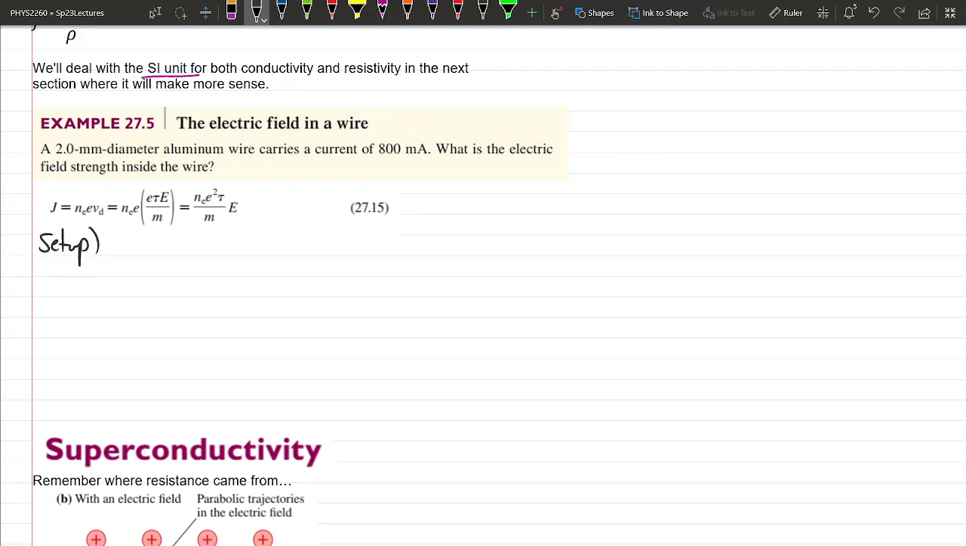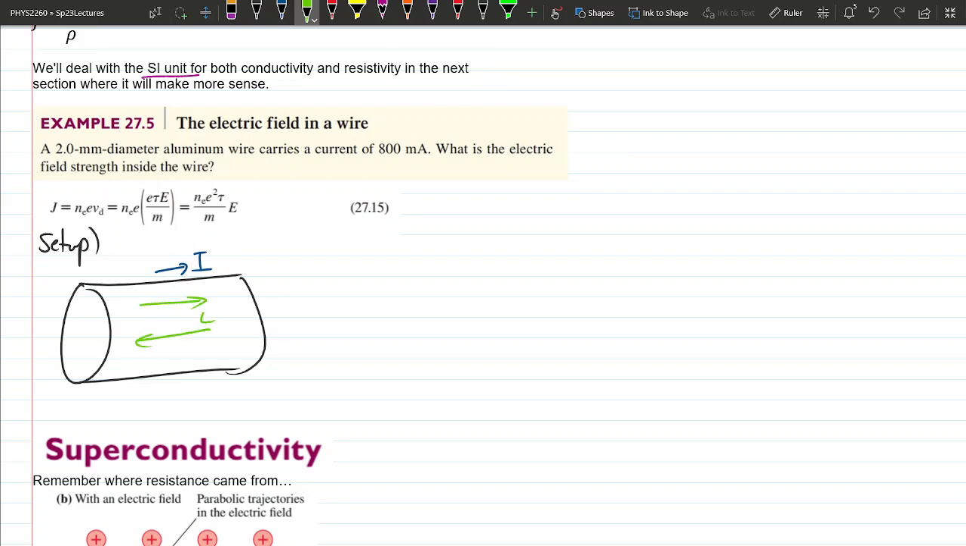So in the setup of the problem, I'm going to draw the little copper wire as just a cylinder, just so I can have a picture of what's going on. And I expect, if we're going to have a regular current going this way, which way should I draw the electric field? This is a tricky one. Should I draw the electric field to the left or to the right?